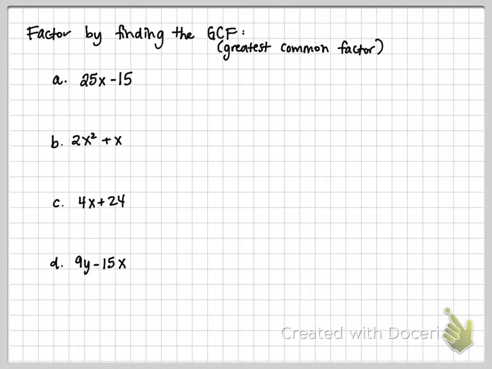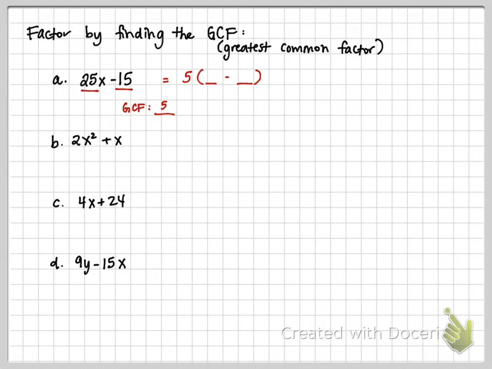problem I'm looking at. And so here, if I look at problem A, I've got 25x and negative 15. And I'm asking myself, is there a number or a variable that I can divide both 25x and negative 15 by? And there is. I can divide both of those by 5. And so what I'm going to do is essentially undistribute a 5 from both of those terms.